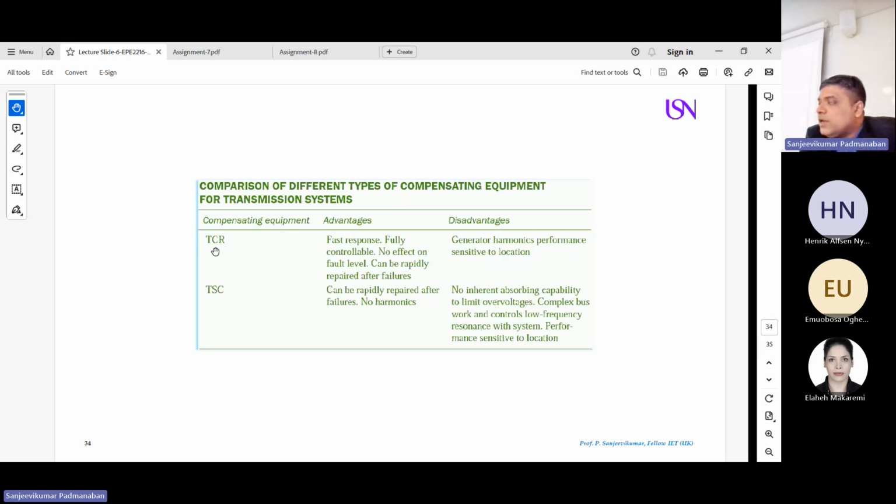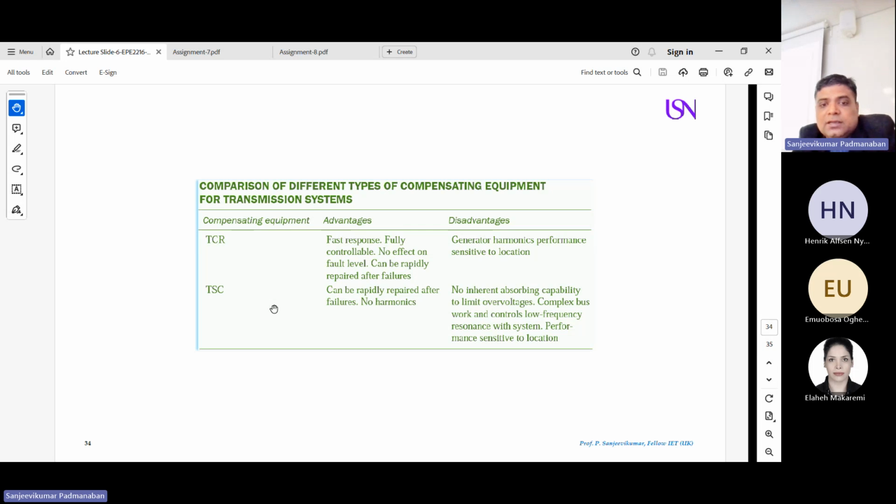Then we have seen power electronics based systems like thyristor controlled reactors and thyristor controlled capacitors. They are very fast because they are controlled by digital circuits like DSPs, FPGAs, etc. And they can be used very effectively during failure conditions. The disadvantage is harmonic sensitivity, because they are very sensitive to harmonics.